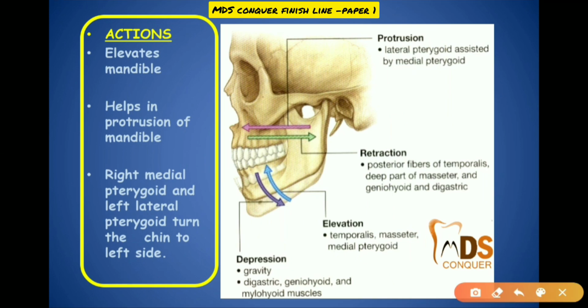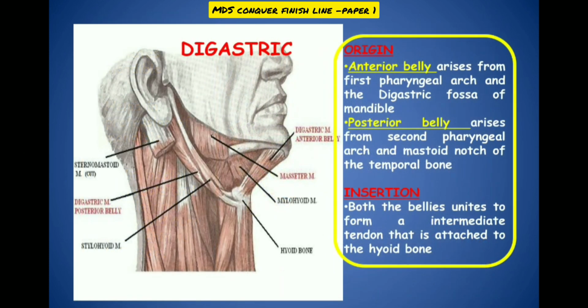Then coming to the actions, it elevates the mandible, helps in protrusion, and the right medial pterygoid and left lateral pterygoid turn the chin to the side, side-to-side movement. So in these muscles of mastication, the important thing you have to notice and write is which elevates the mandible and which depresses the mandible. Those two points are important. We have seen that from the start.